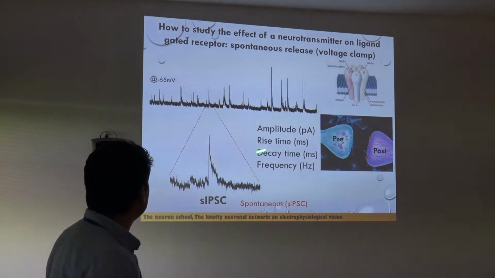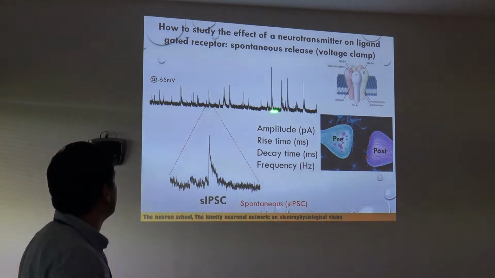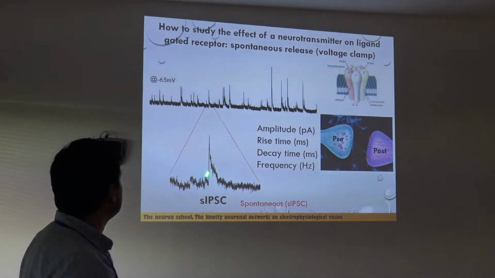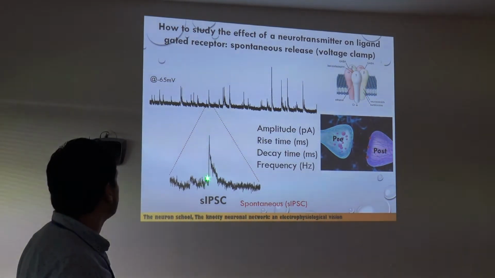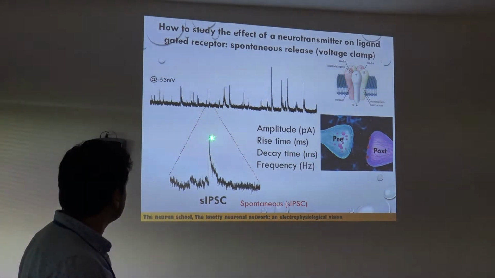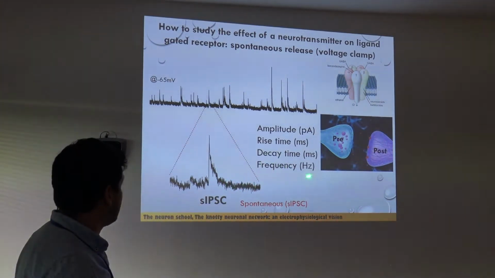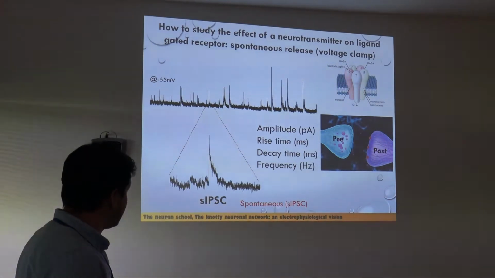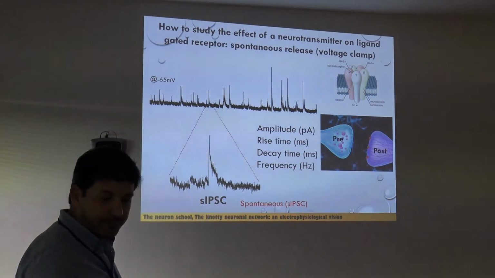As you can see here, this is a typical recording of spontaneous current, in which you can calculate the amplitude of the current, the rise time, so the time that the current needs to reach the maximum level, the decay time, the time that the current needs to go from the maximum level back to the baseline, and the frequency, so the number of the currents. You can make this kind of simple study.